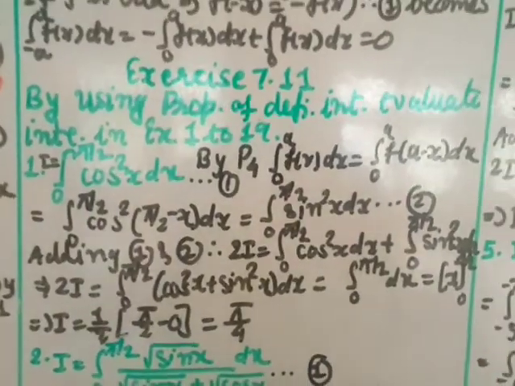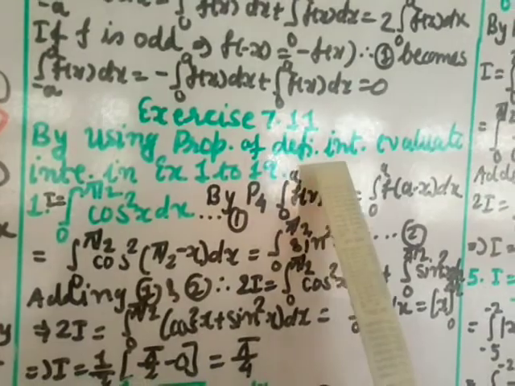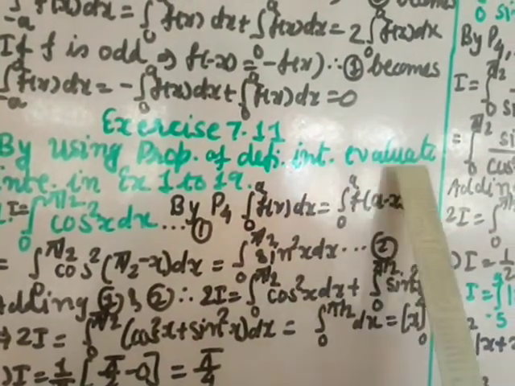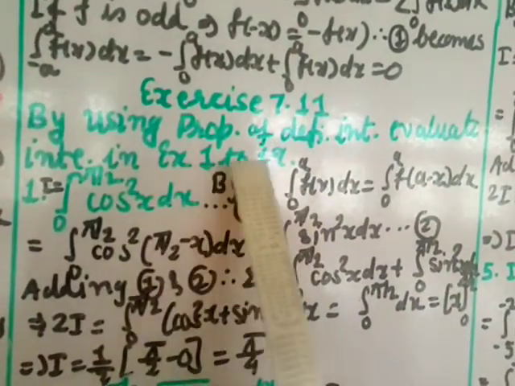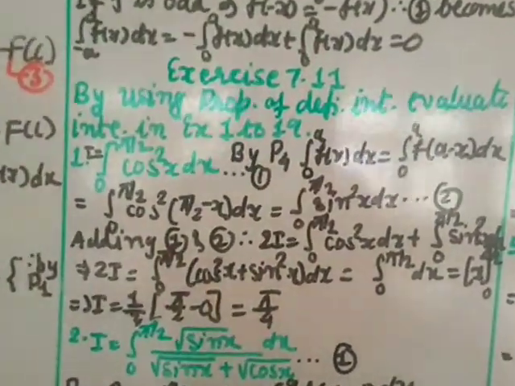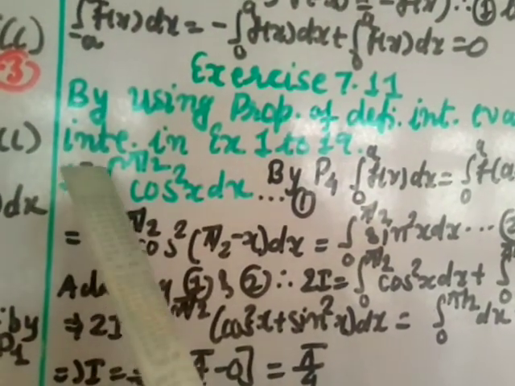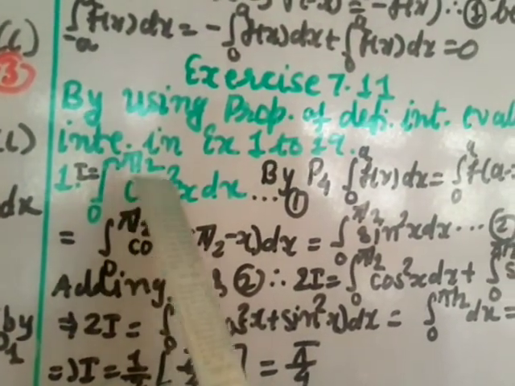Exercise 7.11. By using properties of definite integrals, evaluate the integrals in exercises 1 to 19. So the properties which we have done till now, you have to use them and integrate the given questions. Number 1, I is equal to integral 0 to pi by 2 cos square x dx.